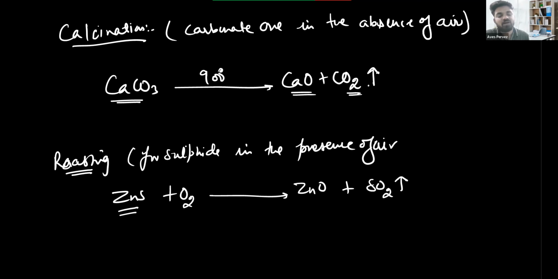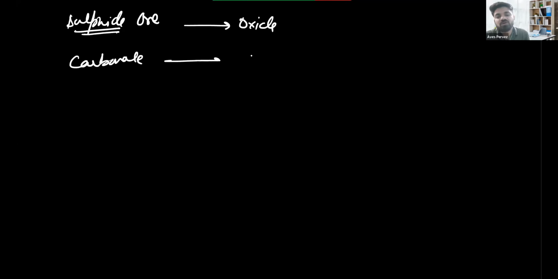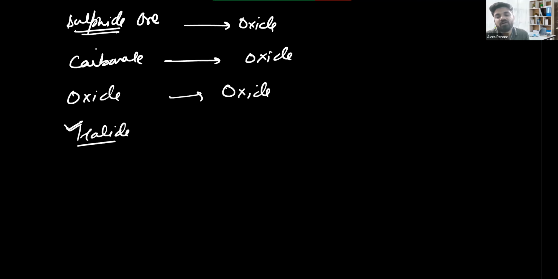So this we have studied. Now, why are we doing this? Why are we bringing the carbonate form into oxide form and the sulfide form into the oxide form? Because it is easier to extract metal from their oxide form rather than their carbonate form. Got it? Now we have brought the sulfide ore and carbonate ore into their oxide form, and oxide ore is already in oxide form. Talking about halide ore, we will talk about it later. Out of four, three types of ores are in their oxide form.